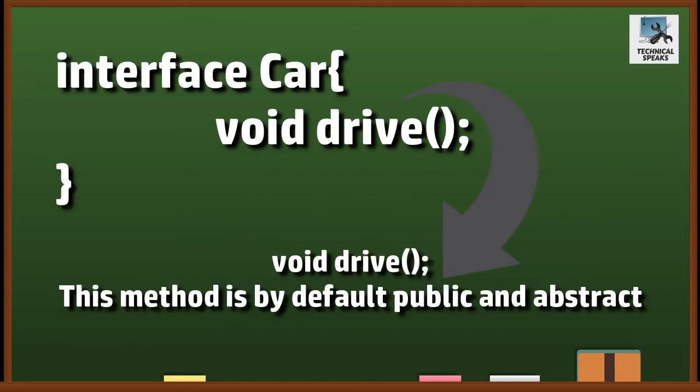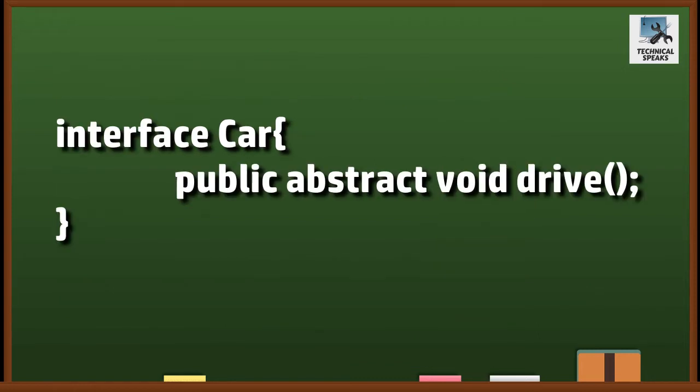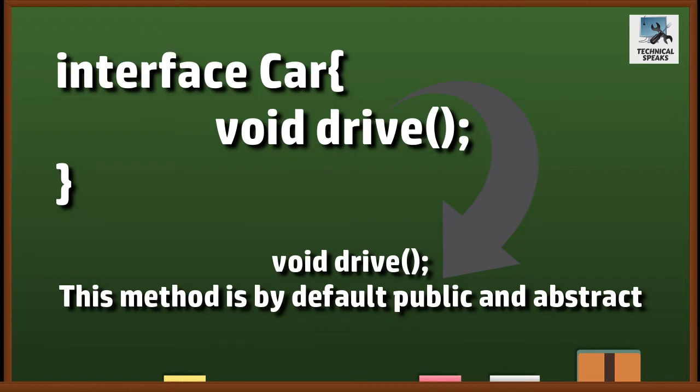Like if you have an interface, say interface Car, and inside it there is a method like void drive, this method is by default public and abstract. If we write public abstract before the method name, then it would mean the same. Like interface Car, and inside the curly braces, here is a method void drive.